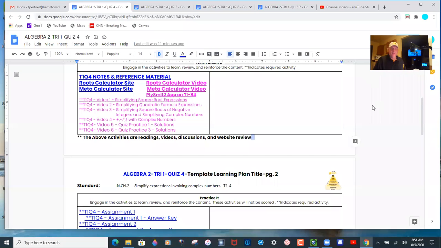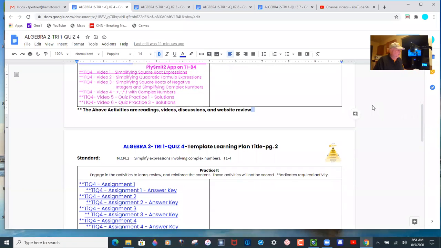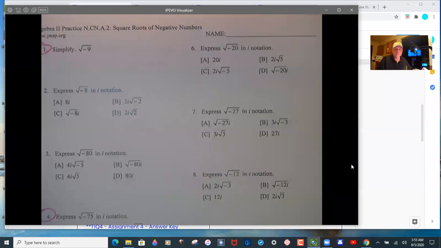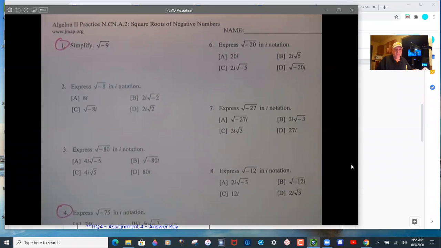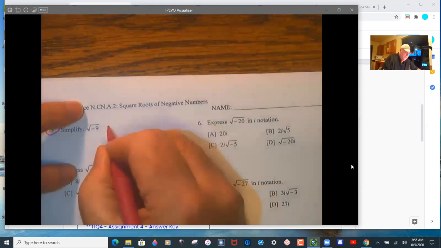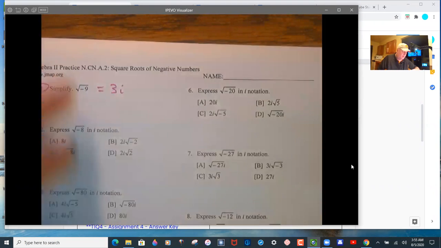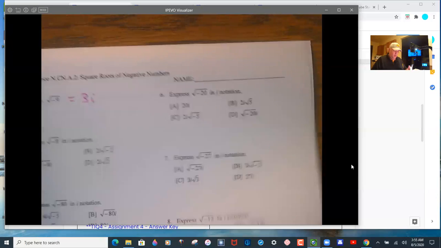This is the third assignment for the fourth quiz in the first trimester: simplifying square roots of negative integers and simplifying complex numbers. And this is what it looks like. Basically we're going to follow all of our rules for simplifying square roots, and then if it's negative, we are going to tack an i on, because i stands for the square root of -1.